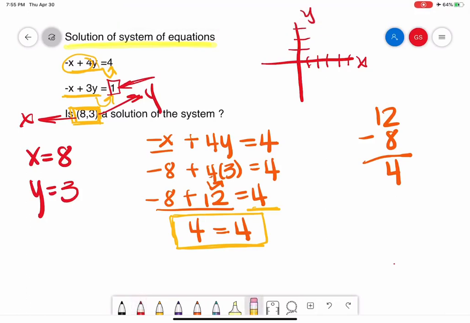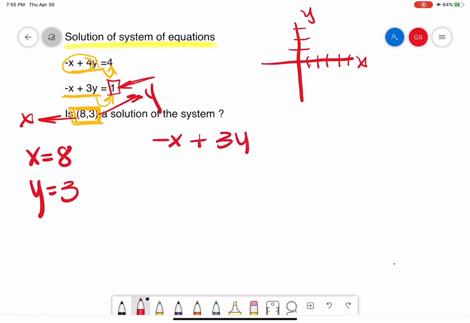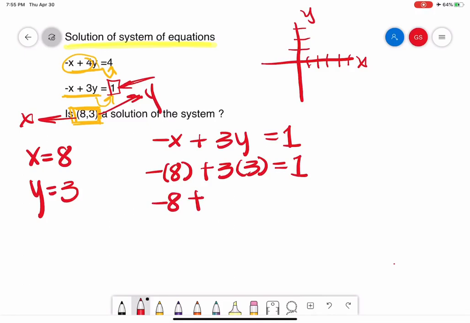So now we will try with the second equation. For the second equation, we have minus x plus 3y equals 1. So we're going to do the same thing, substituting minus 8 plus 3 times 3 equals 1. So now we're going to take away all the parentheses, so it's minus 8 plus 3 times 3, which is 9, equals 1.